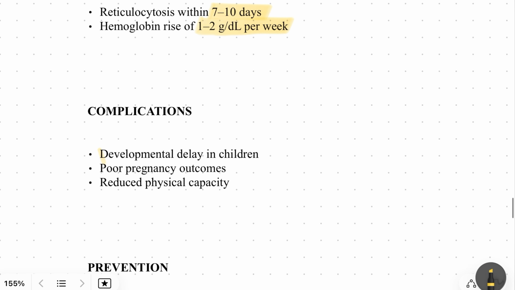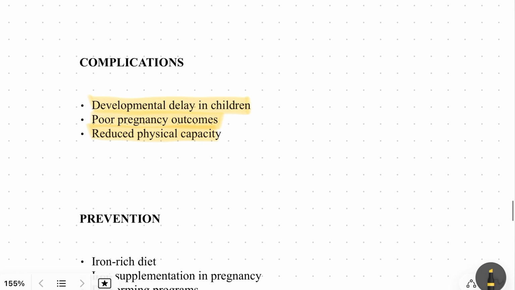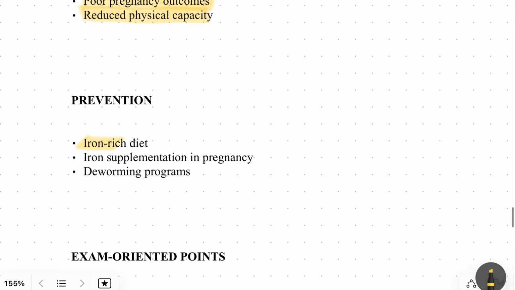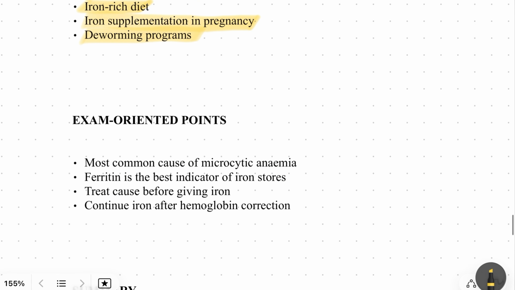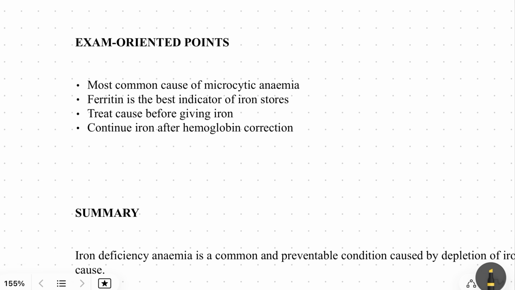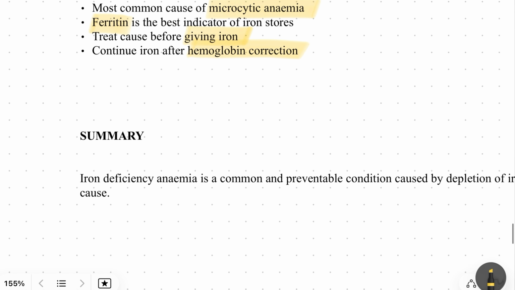And complications: developmental delay in children, poor pregnancy outcomes. If there is no hemoglobin, it affects normal metabolism, right? Then reduced physical capacity. Obviously oxygen delivery will be reduced, and it goes on. Prevention: iron rich diet, iron supplementation in pregnancy, and deworming programs. And exam points: most common cause of iron deficiency anemia, microcytic anemia. Ferritin is the best indicator. Treat the cause before giving iron. Continue iron after hemoglobin correction.